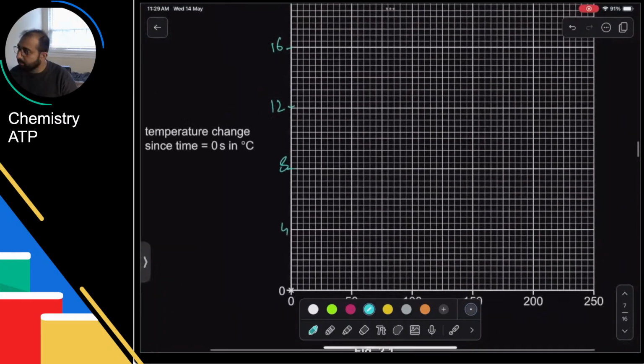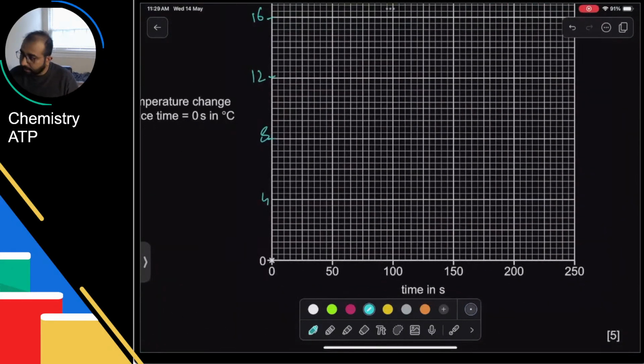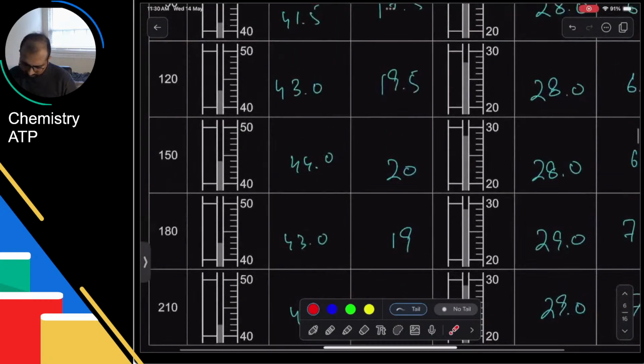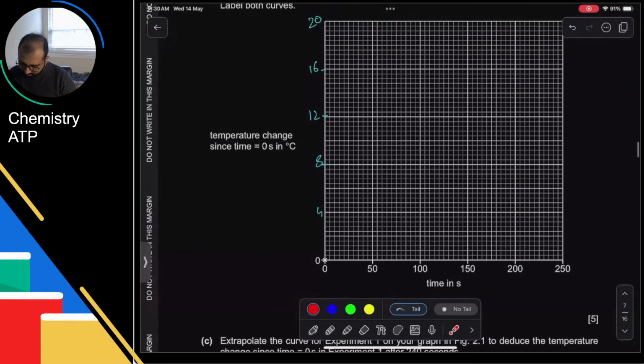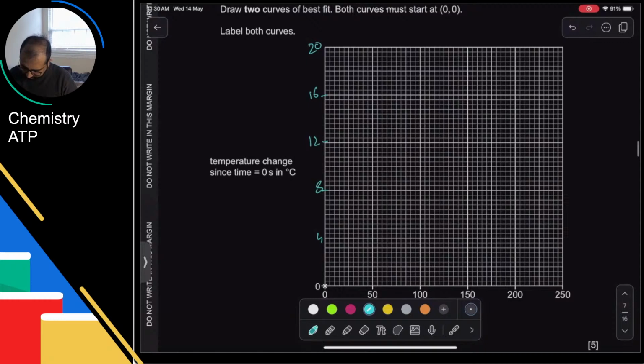Okay, so we're starting with 8.5. So at time is equal to 33.5, which is a little hard. Time is, wait a minute, that's time? Let me see. No, time is 30, 60, 90. Okay, so at time is equal to 30, which is gonna be here. This is 8.5, so that's definitely this one. Okay, and then 14 at 60, so 60 is here, and what is it, 14.0?